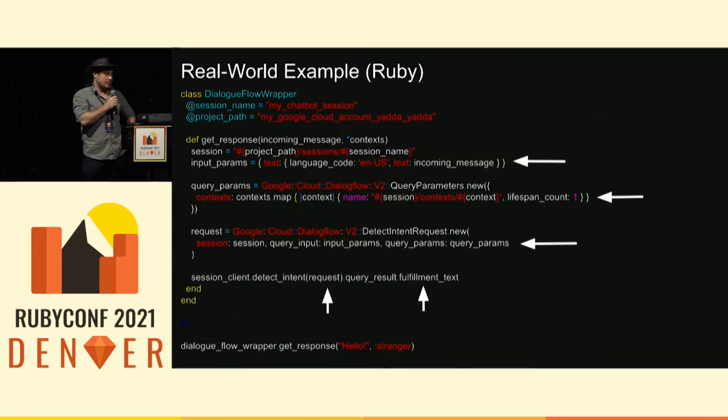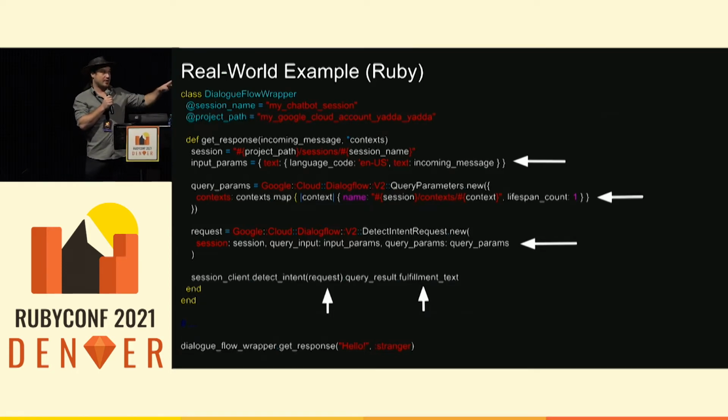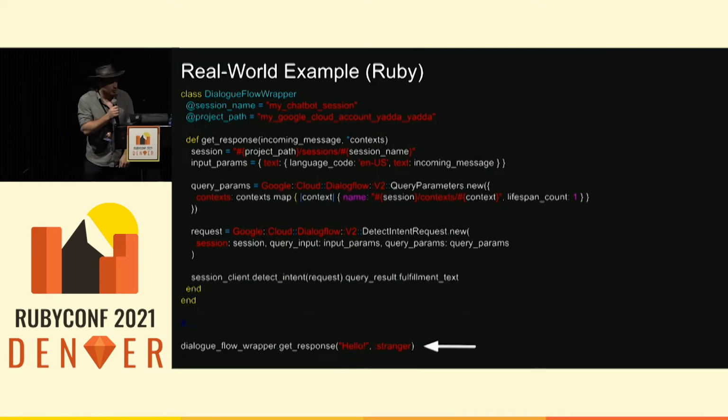And Dialogflow, for a lot of valid reasons, but still painful reasons, has these deeply nested complex data structures that it thinks in. And so in order to do the request, I have to build all this data structure, when really all I want to do is say, how do I respond when a stranger says hello?